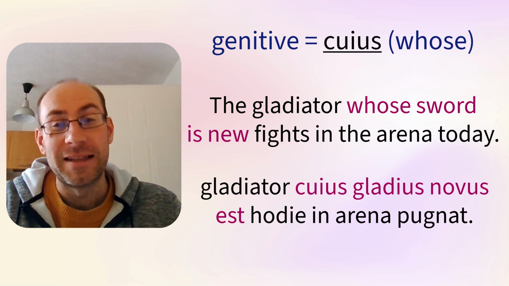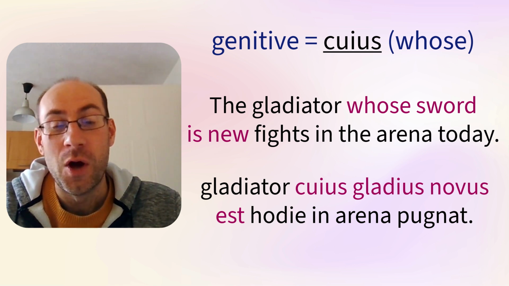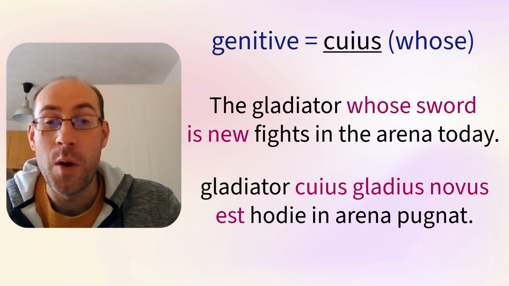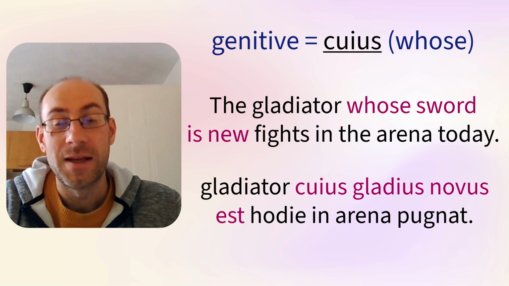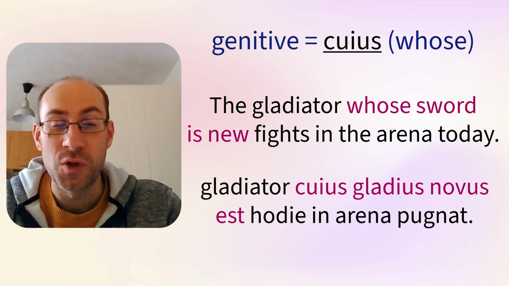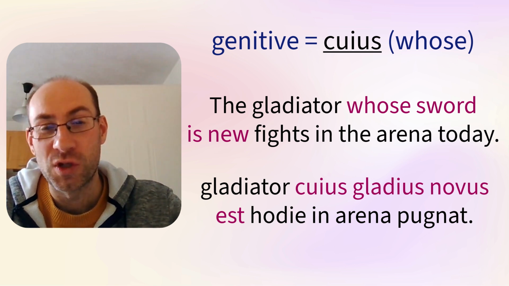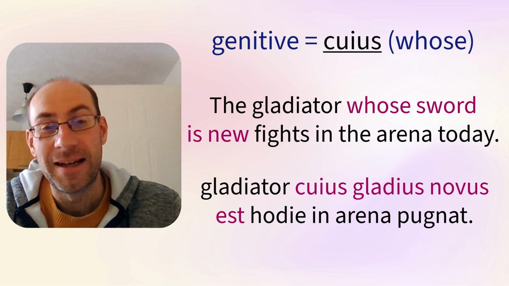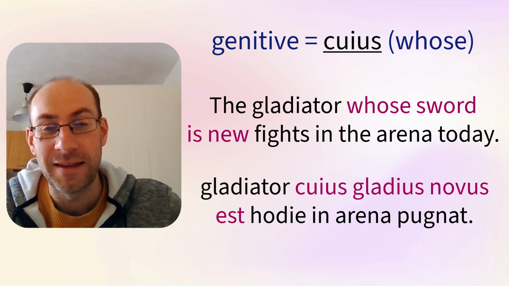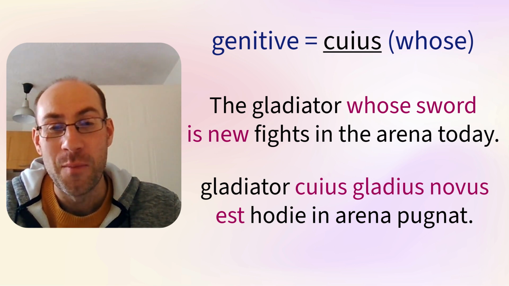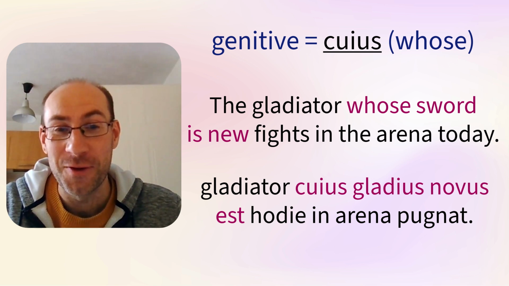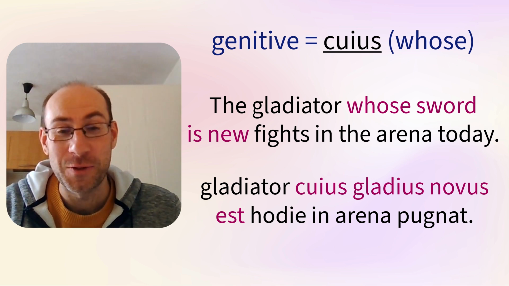Main clause: gladiator hodie in arena pugnat. Relative clause: cujus, whose, gladius, sword, novus est. Gladiator, cujus gladius novus est, hodie in arena pugnat. Well done, guys, if you got that. I'm impressed, that's quite a tricky one.